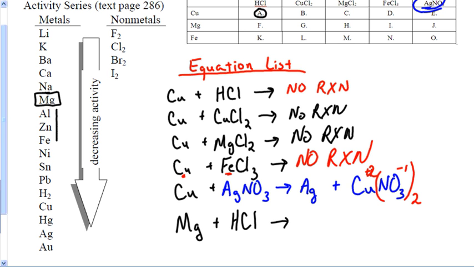Let's see. Well, there's H way down here. So yes, this is a reaction. So the H is going to end up all by itself on the other side, and the Mg is going to pick up the Cl. But please take note of something: plus 2, minus 1, which means that's going to need a 2.